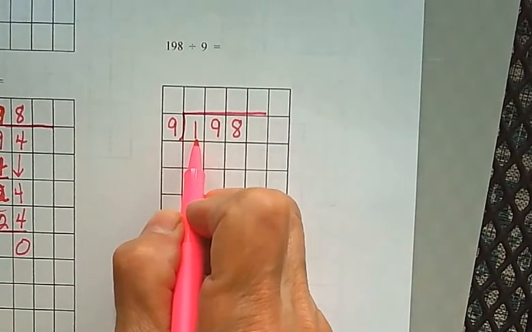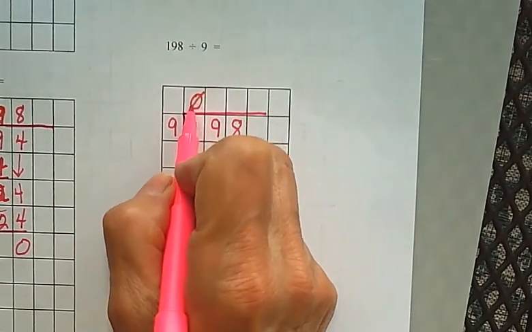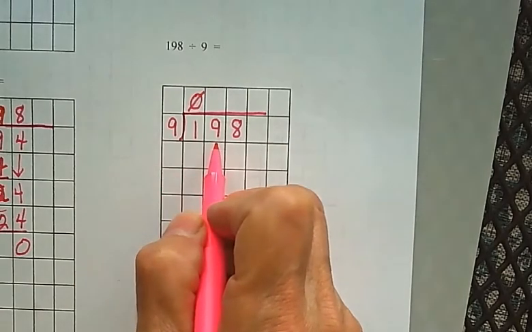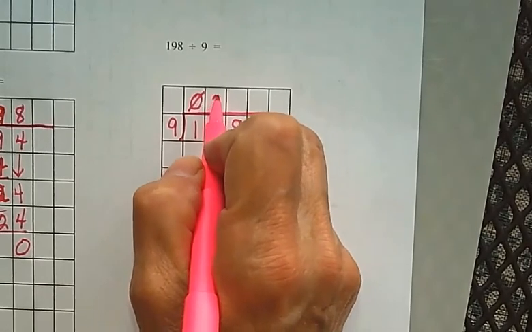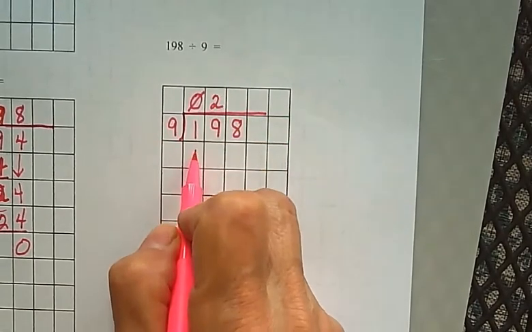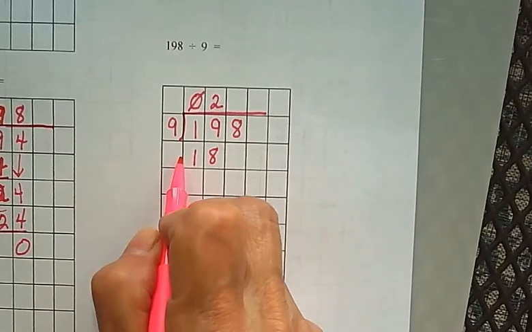Now we start. Divide. Does 9 divide into 1? Nope. Does 9 divide into 19? It does. And I think 9 will go into 19 twice. 9 times 2 is 18. So we're doing our multiply. Now we do our subtract.